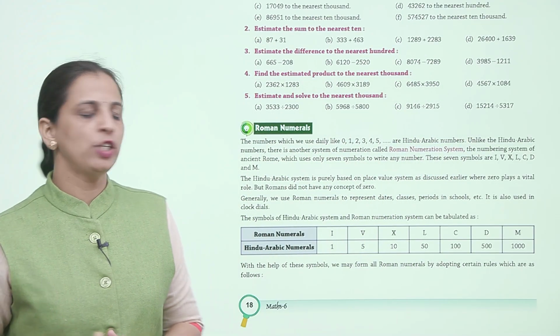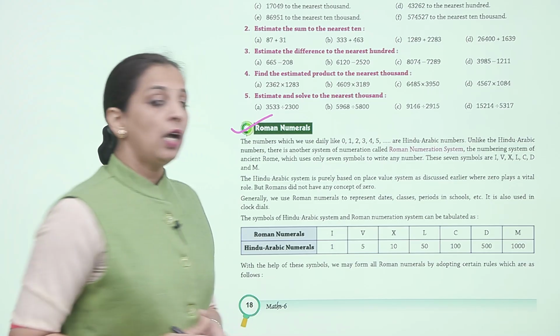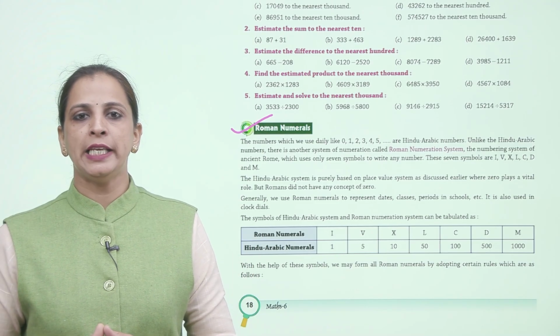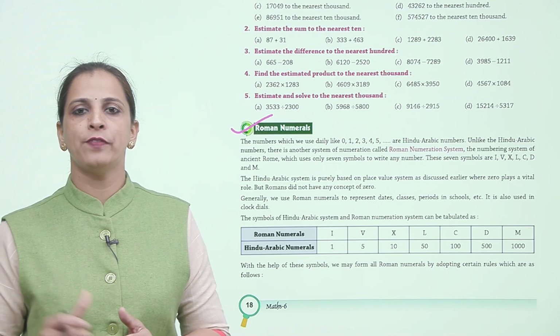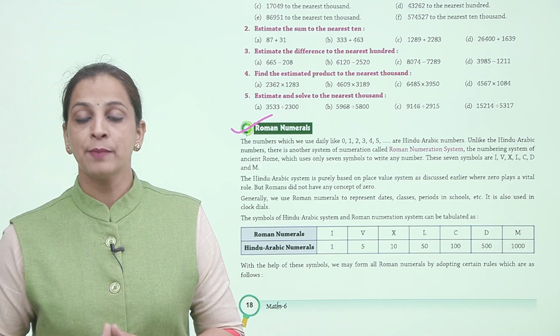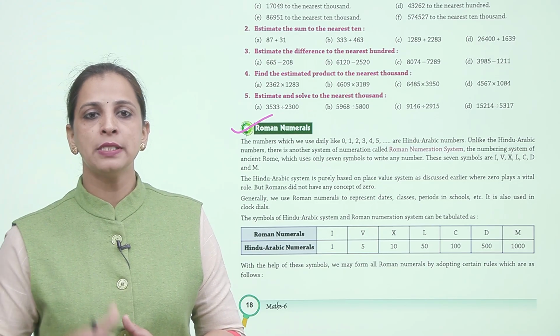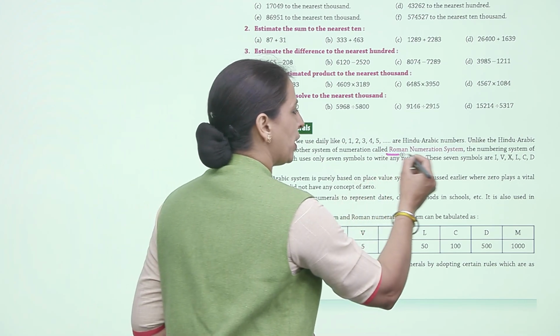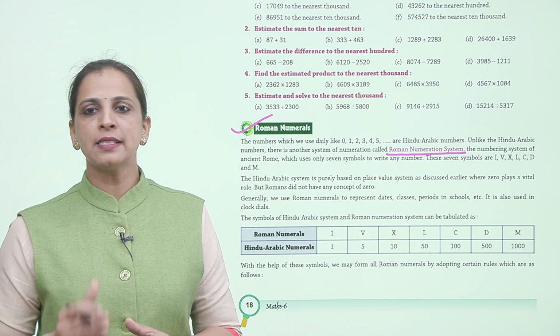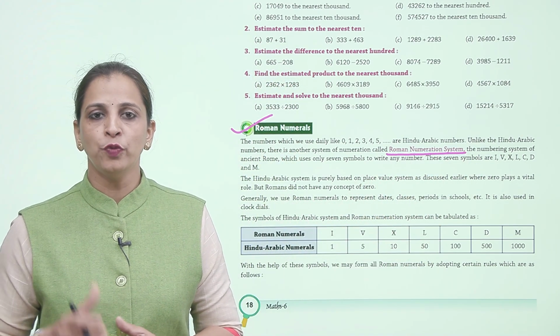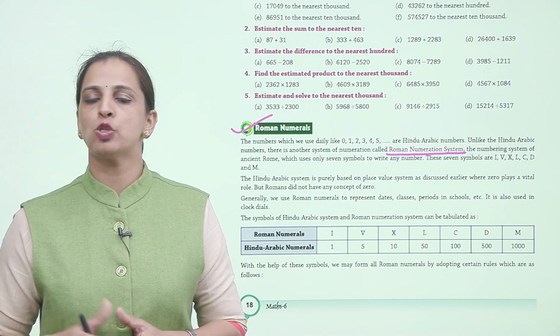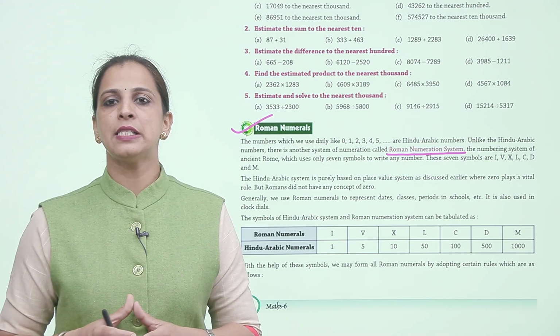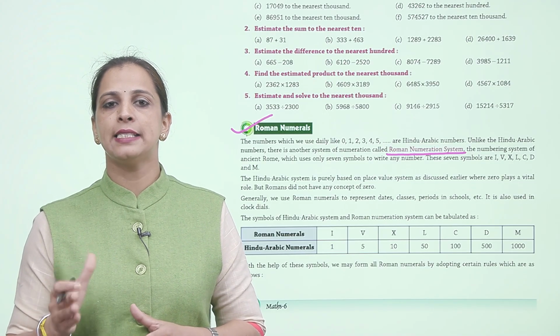Now, next is Roman numerals. The numbers which we use daily, like 0, 1, 2, 3, 4, 5, etc., are Hindu-Arabic numerals. Unlike the Hindu-Arabic numbers, there is another system of numeration called the Roman numeration system. It is the numbering system of ancient Rome, which uses only 7 symbols to write any number. These 7 symbols are I, V, X, L, C, D and M.